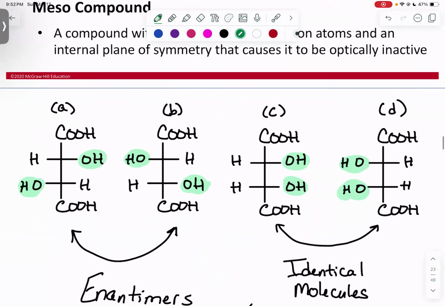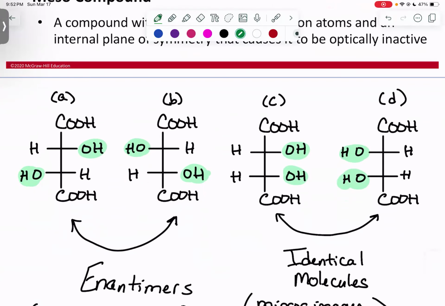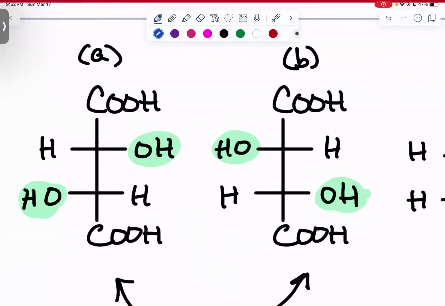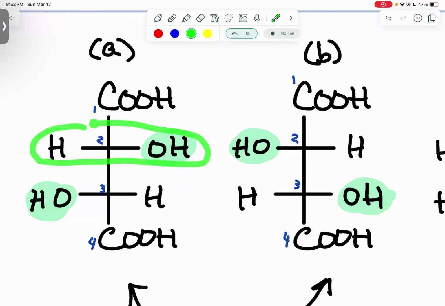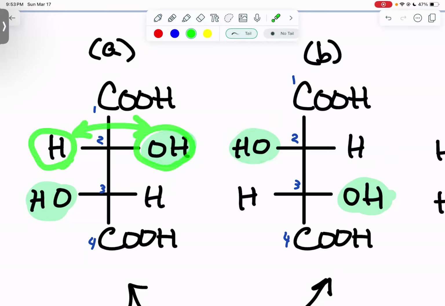Okay, so let's look at these different sugars that I've drawn, right? And we'll number our carbons: 1, 2, 3, and 4. If I look at A and B, when I compare the two, I have 2 chiral carbons. If I look at carbon number 2 on A, and carbon number 2 on B, what I can see is the hydrogen and the hydroxyl are swapped to get from A to B.